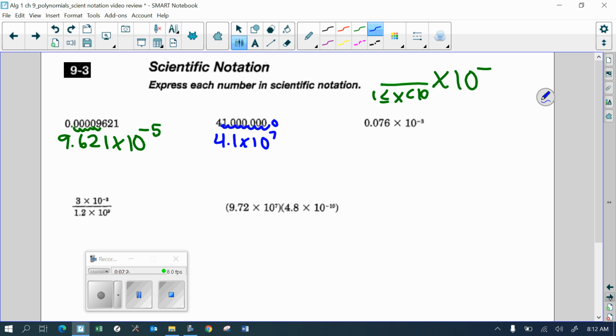Okay. You might say, oh, this looks like it's in scientific notation. No, it's not, because this first number has to be between 1 and 10. 1 includes 1. So it's 7.6. How many do I have to move it back? 1, 2. So I'm really going back 2 more. So negative 3 minus 2 is negative 5. And there's that answer.